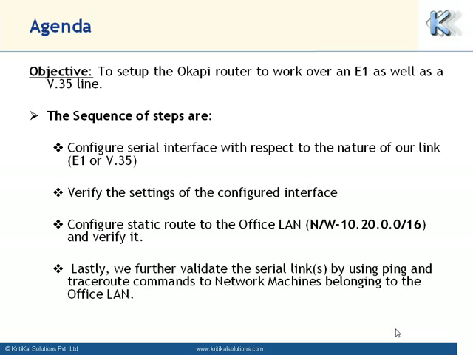The sequence of steps used in this demonstration are: set up the serial interface by selecting the encapsulation mode and assigning IP addresses. Further, depending on the type of serial line being utilized, that is either E1 or V.35, we use additional setup commands. For instance, time slot and CRC for E1. Verify settings through show interface and by pinging the pair.